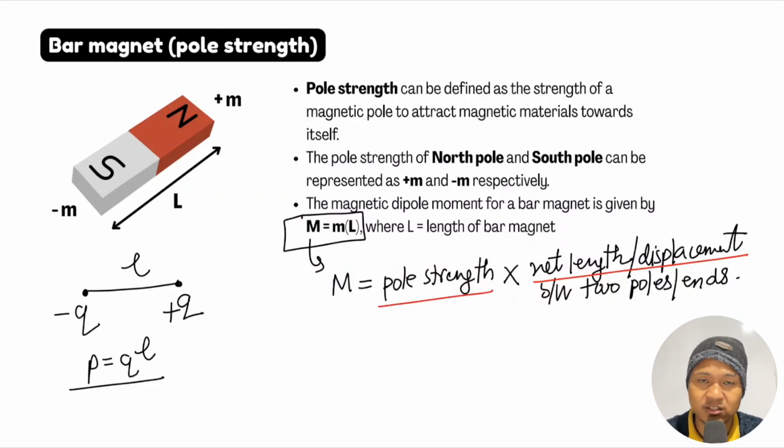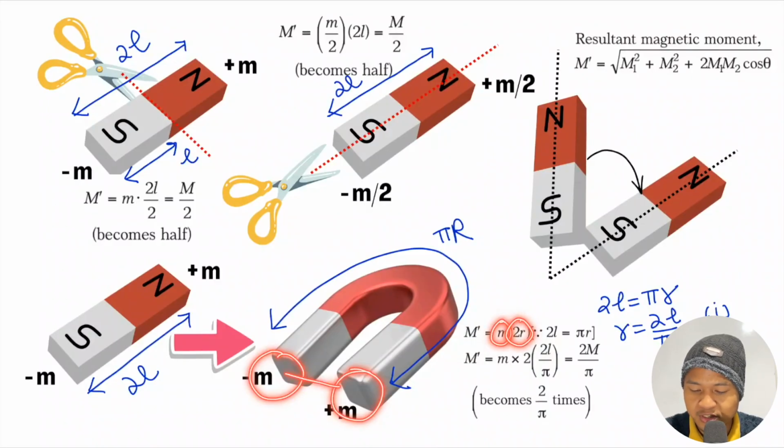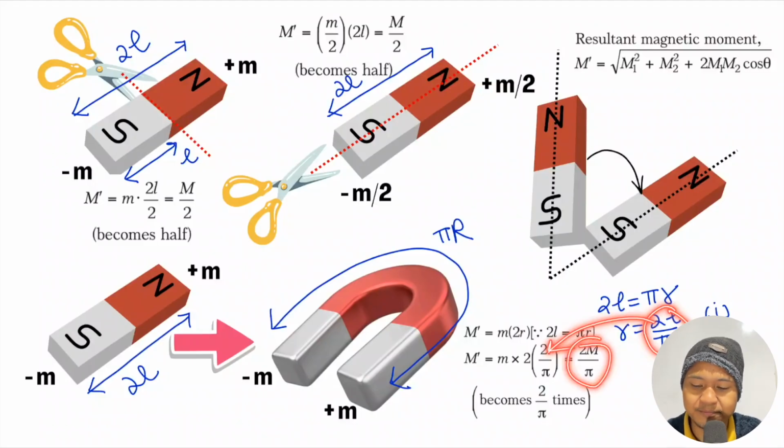So this is the formula. Let us apply it. Here the magnetic dipole moment will be m into 2r. So the shortest distance between the two poles is the displacement, that is 2r. So r is 2l by pi. You put it here, so you'll have 2m by pi. Okay, this is the new dipole moment.